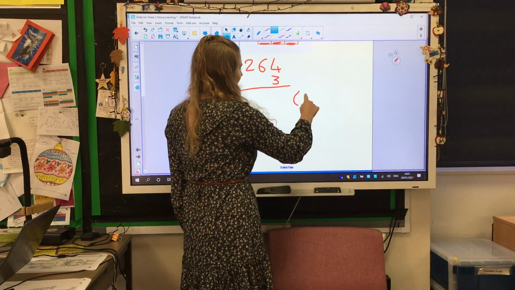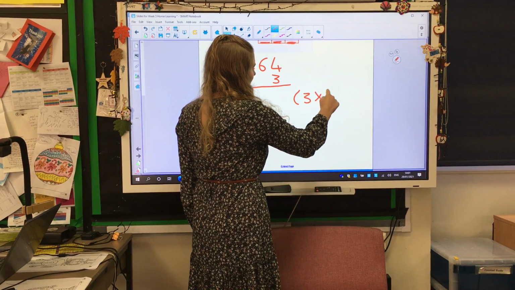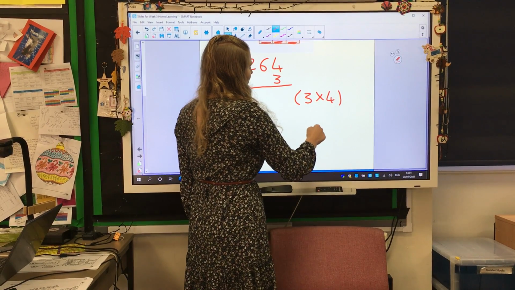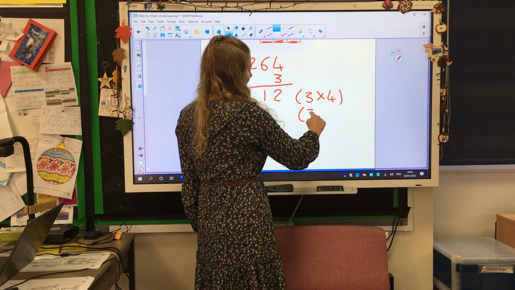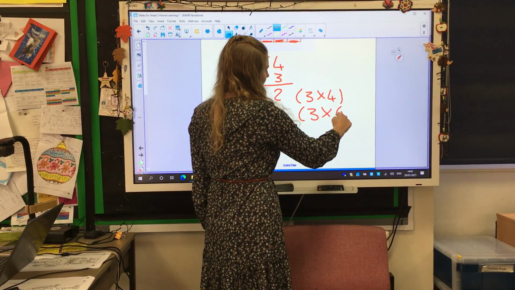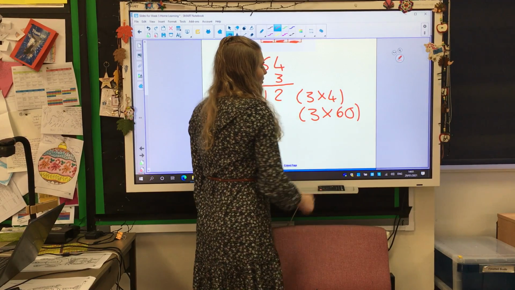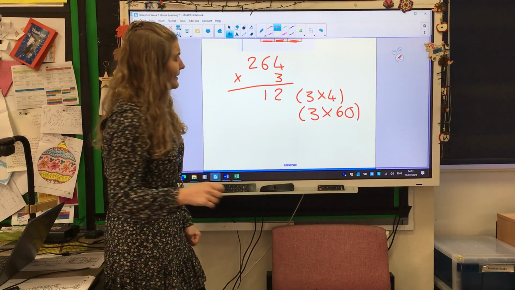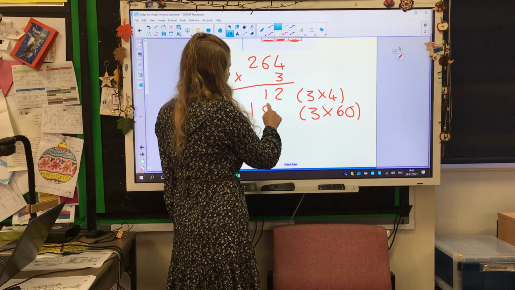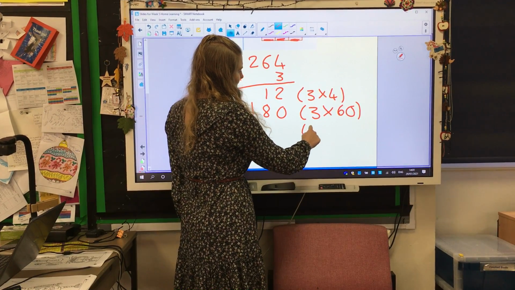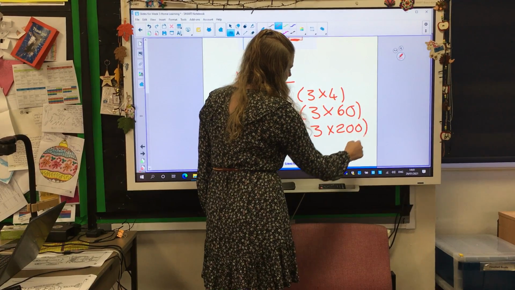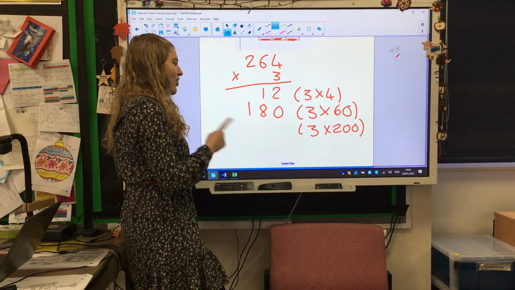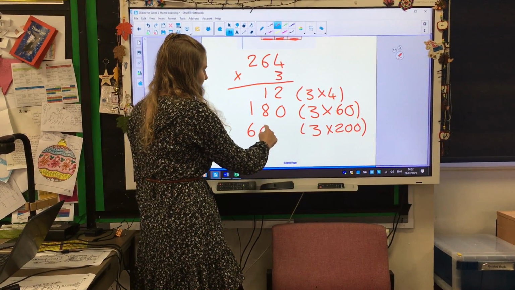I am also thinking that. So 3 times 4 equals 12. Pop that in. Now we need to do 3 times 60. So 3 times 6 is 18, so that's going to be 180. Now we need to do 3 times 200. 3 times 2 is 6, 3 times 200 is going to be 600.